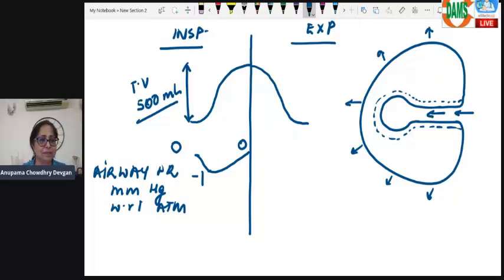End of inspiration. This was zero before we started inspiration. In the early stages of inspiration, it became -1, slightly lower than atmospheric pressure. Air comes from outside to inside, and this pressure rises. Airway pressure at the end of inspiration will be equal to the atmospheric pressure. And this touches zero. This is the airway pressure that we are talking about.